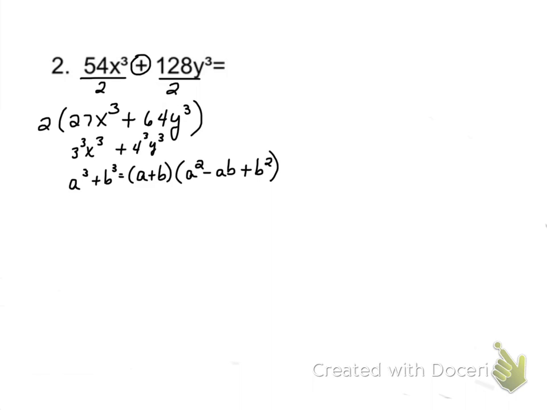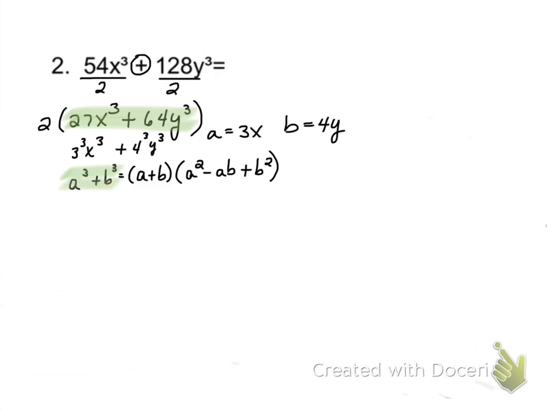All right, so what is a? Let's just identify them. A, in this case, is going to be 3x, and b is going to be 4y. It's the cube root of each of those things that are a cubed and b cubed. All right, so now we want to factor out. We're just going to do the part that's in parentheses right now. We're just going to do this part because that's the part that fits the pattern. That's this. Okay?